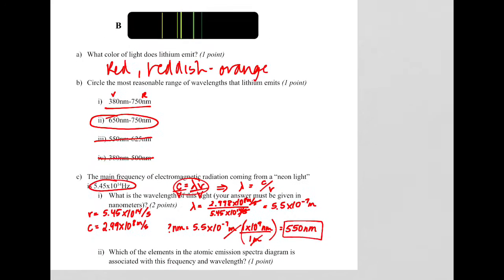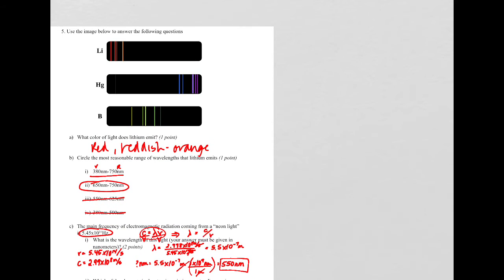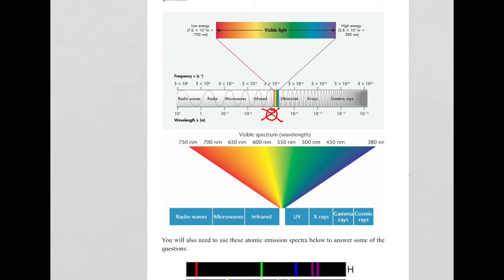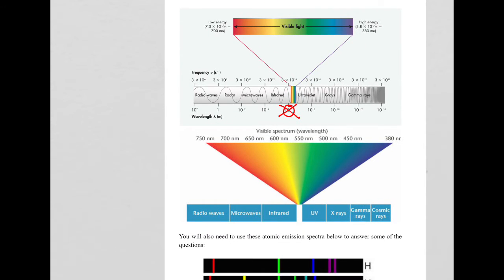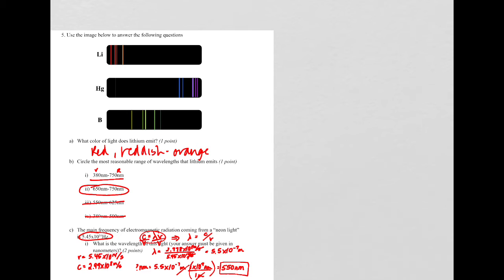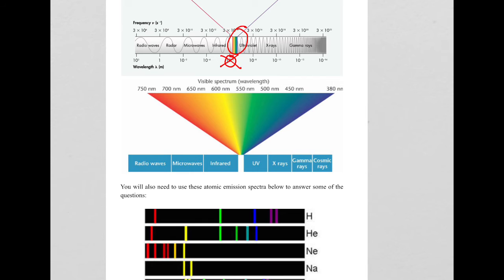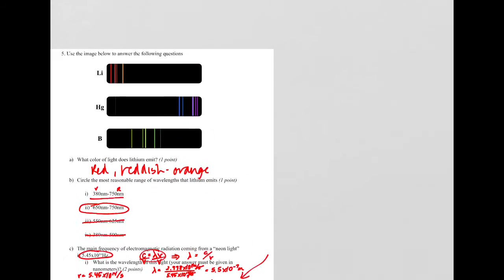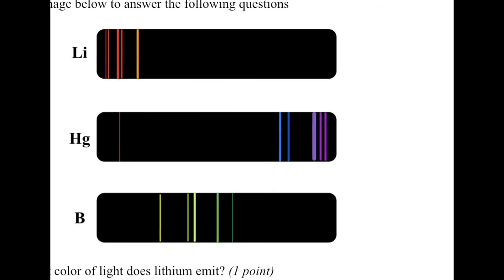So we look up here, and we already looked at the frequency on our electromagnetic spectrum, and we know that we're somewhere around here, right? So we know we're in visible light, and we know that 550 nanometers is the wavelength we're looking at. So if we go look at this one, 550 is some kind of greenish yellow, okay? If we look at our atomic emission spectra here, we see that boron would make the most sense.